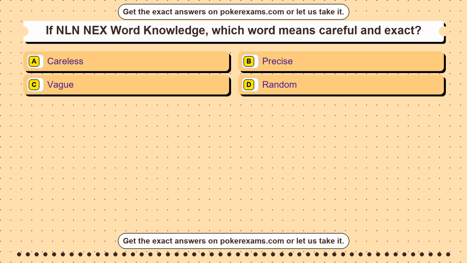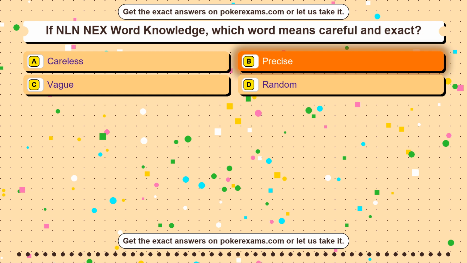Question 40. If NLN NEX Word Knowledge, which word means careful and exact? Option A careless. Option B precise. Option C vague. Option D random. The correct answer is option B.